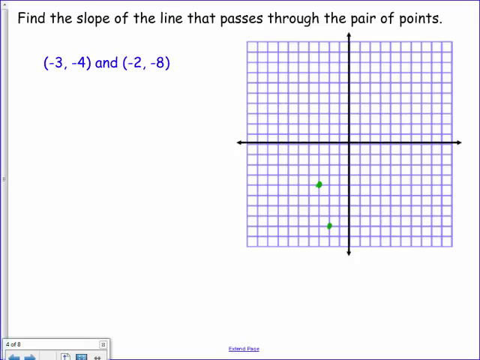All right, so now my line looks something like this. Okay. Now what kind of slope do you think we're going to have, positive or negative? Well, now it's going down, so I should have a negative slope.